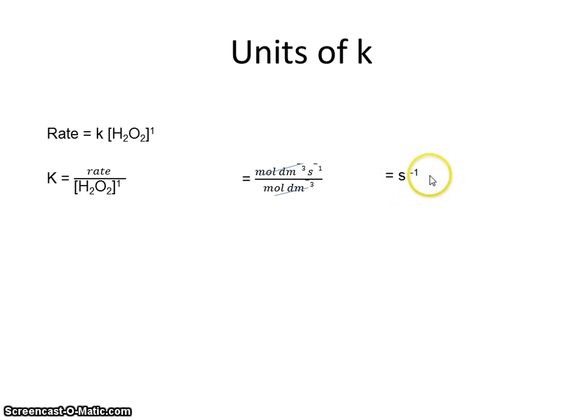If you're ever asked to work out the units for k and you're struggling with it, it's always worthwhile guessing seconds to the minus 1, as that is the most common order for a rate equation.